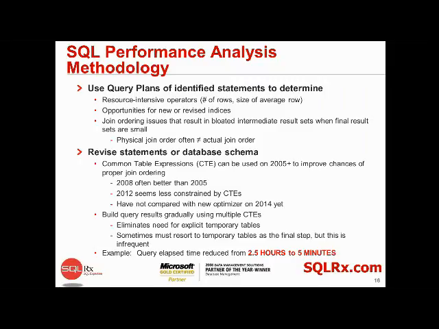It may give you some opportunities for new and revised indices, and sometimes they'll actually come up with a missing index. Sometimes you have to deduce that you could put an index on there and it would help. It all depends. But join ordering issues really can hurt you, because quite often the physical join order now is no longer equal to the actual join order. So if you have 15 joins, you need to be very careful about when they get invoked and what kind of result set you end up with.